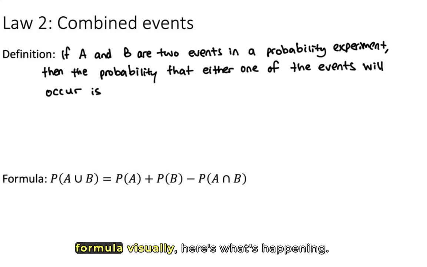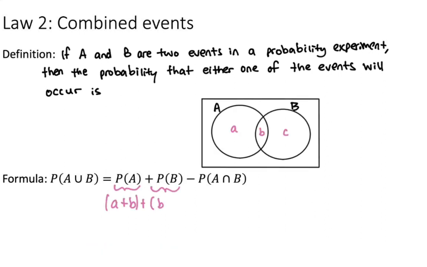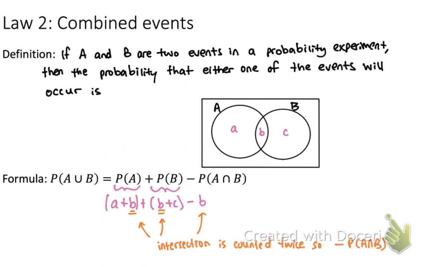So if we think about this formula visually, here's what's happening. The probability of A is given by a plus b, where lowercase a represents just the likelihood that event A occurs and not B. b represents the intersection, and the lowercase c represents the likelihood that only B occurs and not A. So if we add the probability of A and the probability of B, you can see that we're double counting the intersection space. That is why in this combined events formula, we have to then subtract the intersection space so that we don't count it twice.